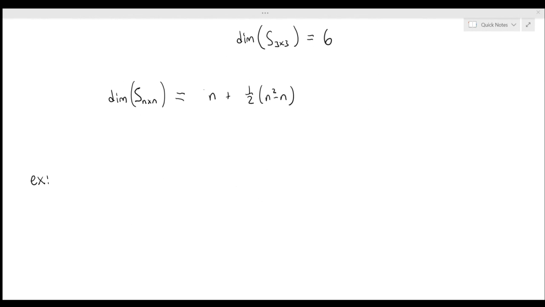Yes, that's correct. So those 6 matrices ended up giving us a basis for the space of 3 by 3 symmetric matrices. So since you got 6 matrices in that basis, therefore the dimension would be 6. You can also conclude from that that every basis for the space of 3 by 3 symmetric matrices would necessarily have 6 matrices in it as well. Okay.